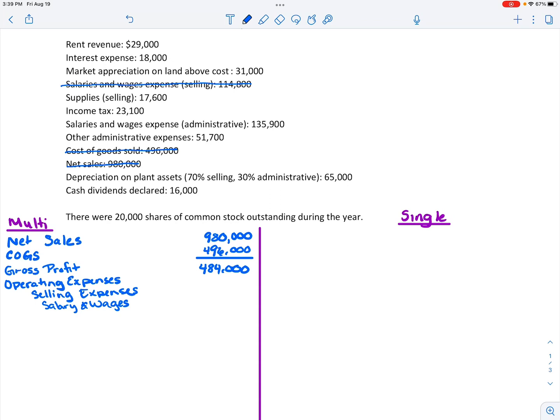That was 114,800. Again, it told me those relate to selling expenses, so I knew to put those in there. Another expense that I know relates to selling is part of this depreciation expense, so I'll put that in there. It's 70% of that 65,000. So I take 65,000, multiply that by 70%, and that's going to equal 45,500.